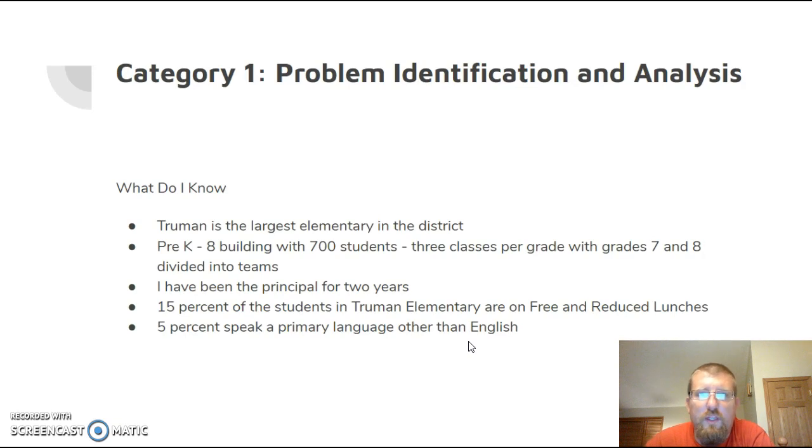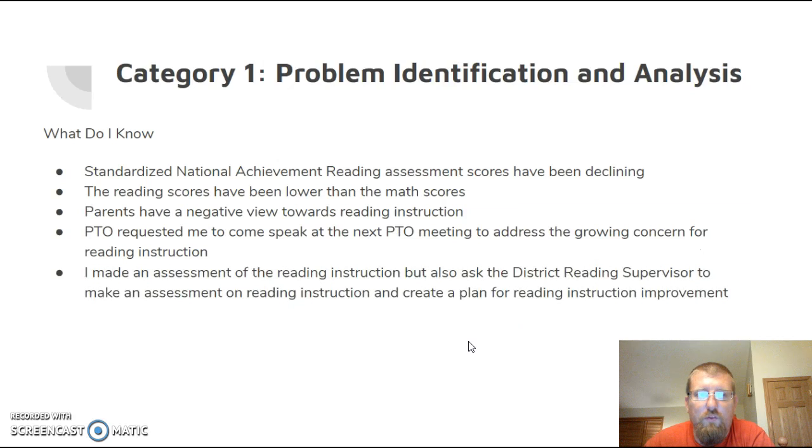Category 1, Problem Identification and Analysis. So what do I know? Truman is the largest elementary school in the district, a pre-K through 8 building with nearly 700 students, 3 grades per class, with 7th and 8th grade divided into teams. I've been the principal there for 2 years. 15% of the students in Truman Elementary are on free and reduced lunches, and 5% speak a primary language other than English.